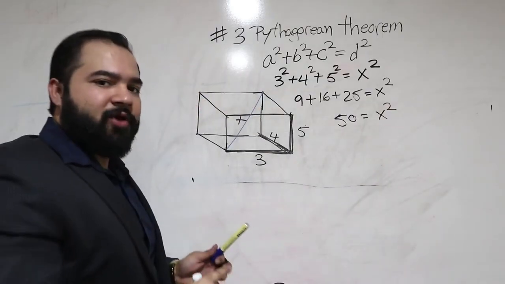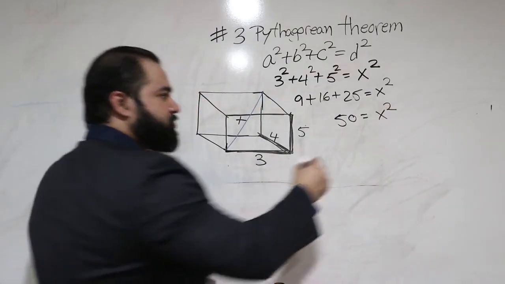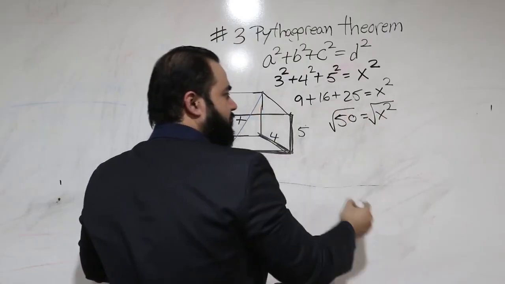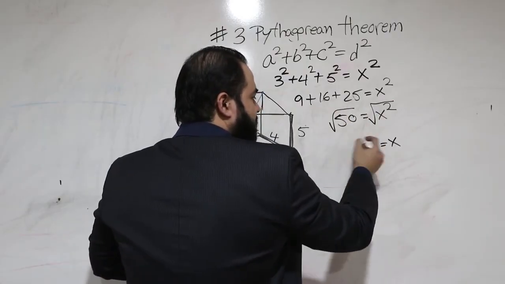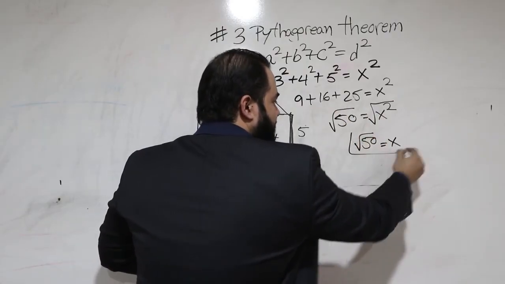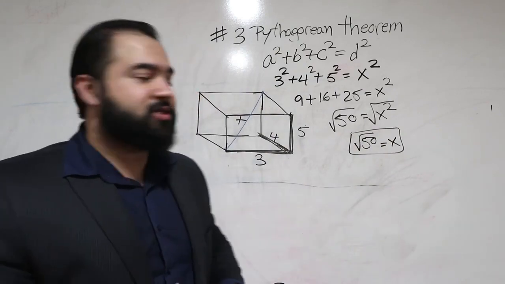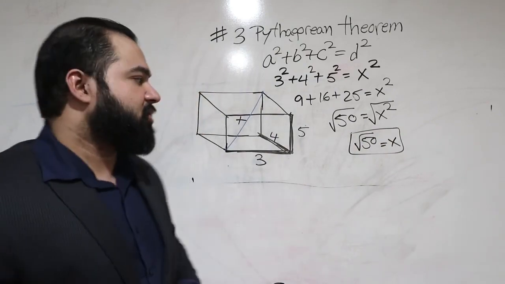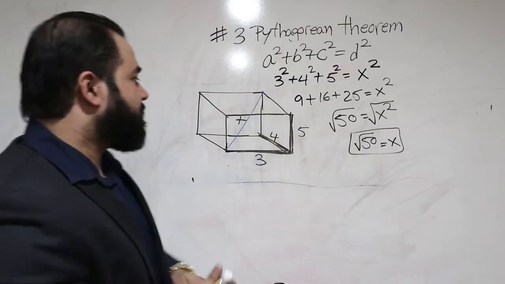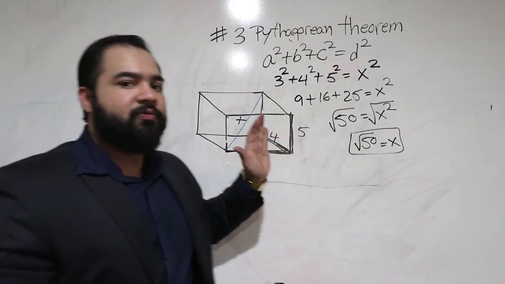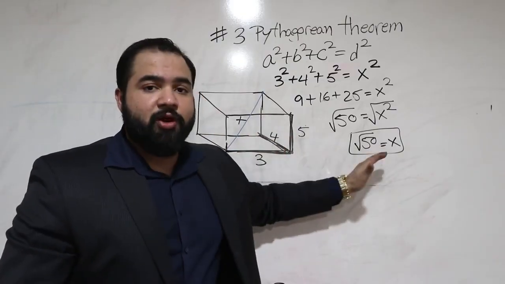Now how do we solve for x here? You remember the last step? We square root. So x is equal to the square root of 50, which is something we don't know, so we leave it as it is. As I said, we could simplify it, but this lecture is not about that. So you see, if you want to find the diagonal of this rectangular prism, it would be the square root of 50.